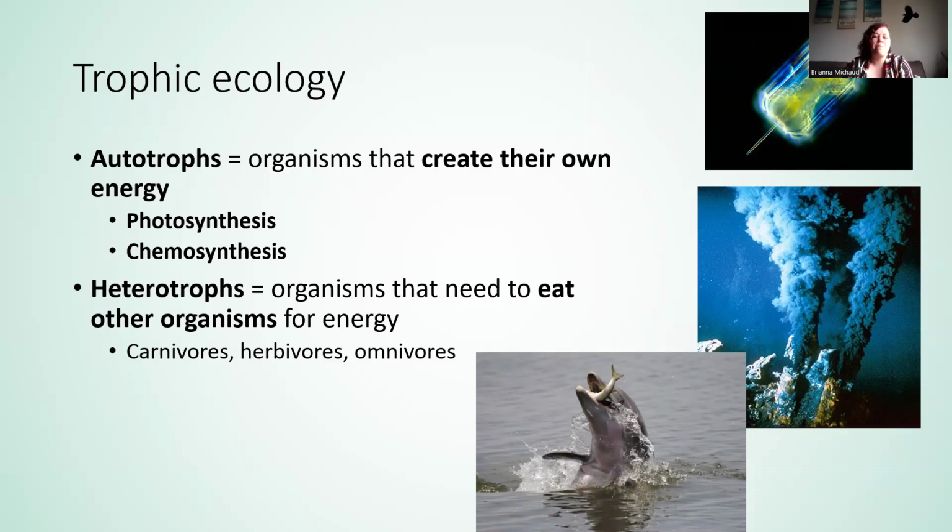When we're talking about the members of a community, we can put them into groups. We may have mentioned these before. Autotrophs are organisms that create their own food through things like photosynthesis or chemosynthesis. Then you have heterotrophs. Heterotrophs are organisms that need to eat other organisms in order to live. So carnivores, herbivores, omnivores, and detritivores or decomposers are all heterotrophs that have to eat other living things to get the energy to survive.